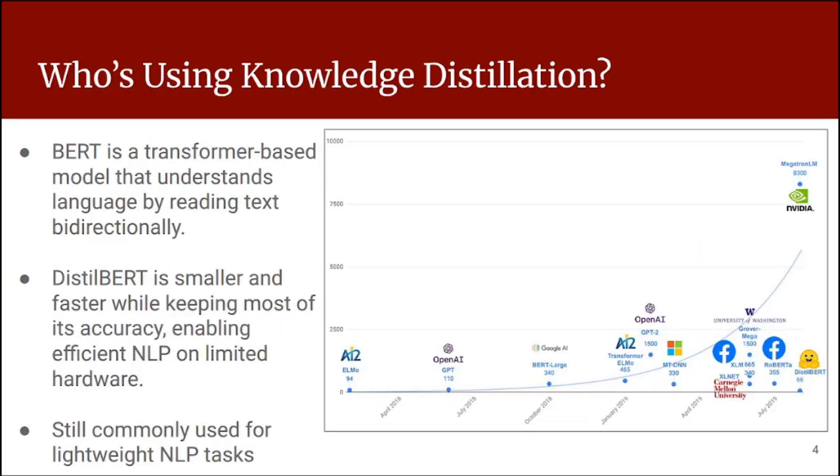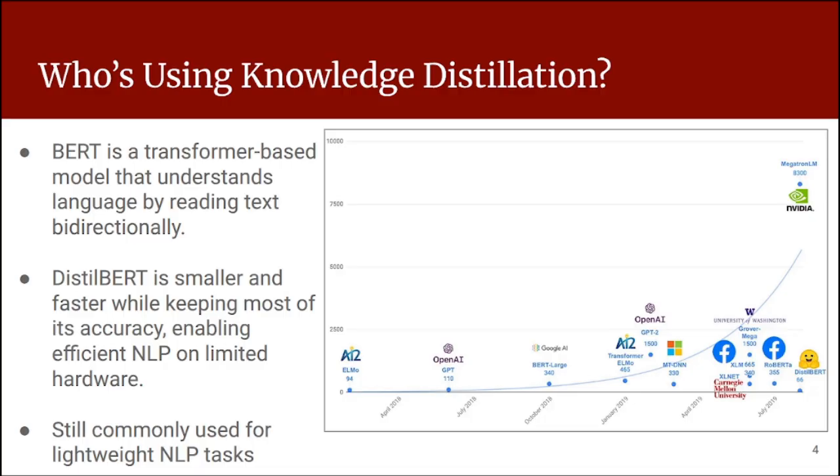Let's look at a history and some use cases for knowledge distillation. One of the first major milestones was DistilBERT. BERT stands for bidirectional encoder representations from transformers. It's a natural language processing NLP model.